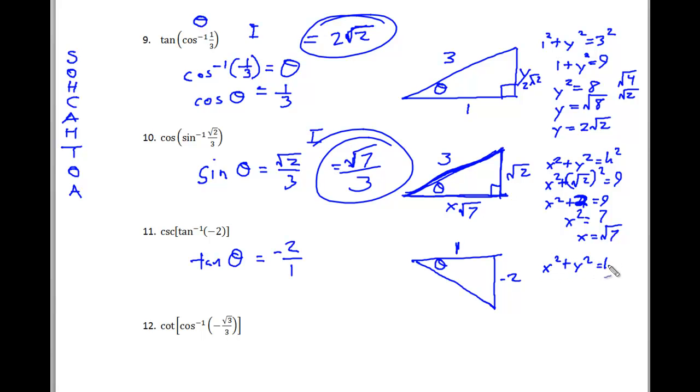And we'll just put our x squared plus y squared equals h squared. So I've got 1 squared plus negative 2 squared equals h squared. So it's going to be 1 plus 4 equals h squared. So h is going to be the square root of 5. I skipped a step there, but there's the square root of 5. Now I need to find my cosecant. To think about cosecant, it is the reciprocal of sine. So opposite over hypotenuse. So instead of going negative 2 over square root of 5, we're going to go square root of 5 over negative 2.